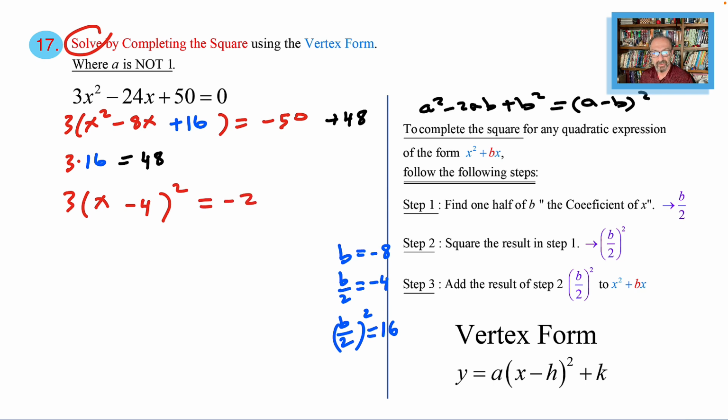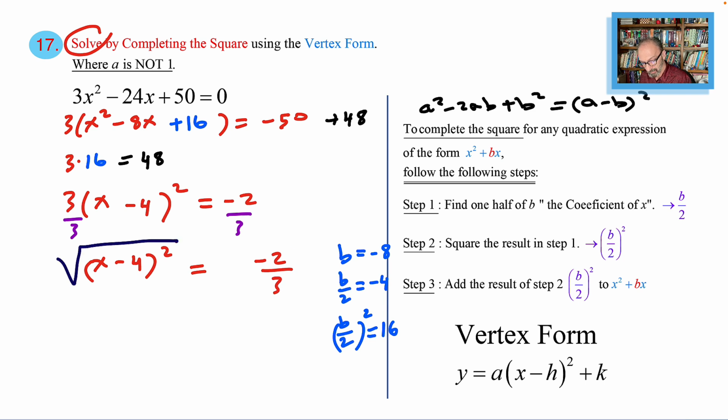Taking the square root of both sides. Before that, let's divide both sides by 3. Get rid of 3. So the left-hand side is x minus 4 to the second, and the right-hand side is -2 over 3. Taking the square root of both sides, we need to make sure that we write plus minus. Left-hand side becomes x minus 4.